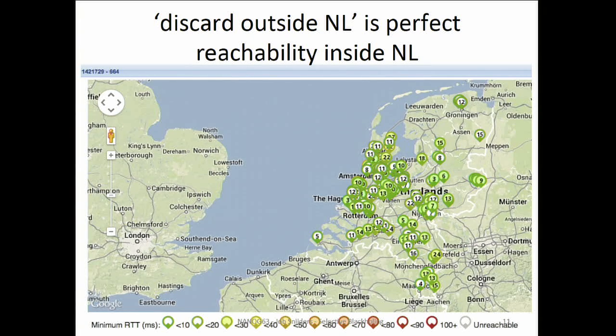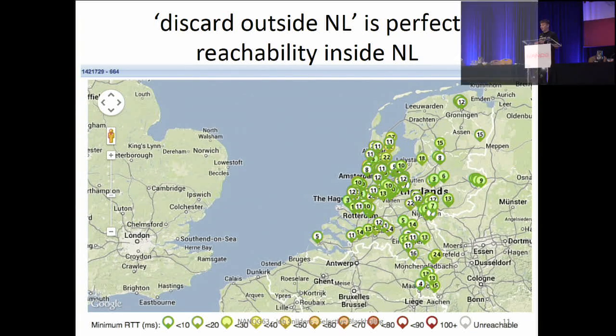And if we zoom in further, we can see that if you slap on communities that set it to discard outside the country of origination, then inside the country of origination, reachability is perfect. And this will work for most networks that purchase transit and do some peering in all the countries where they operate.